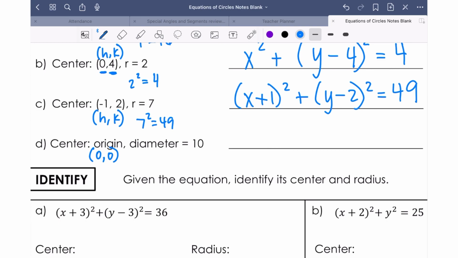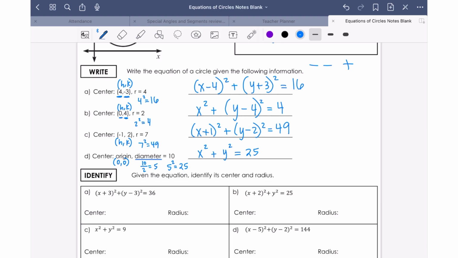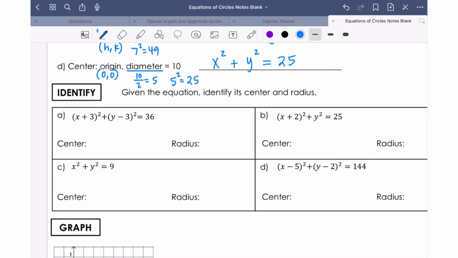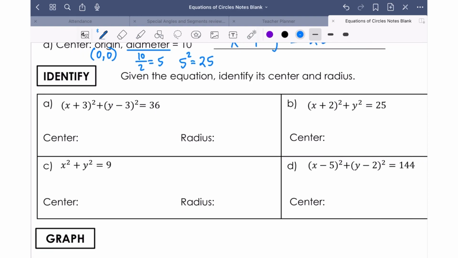And here's another vocabulary word, diameter. So we learned this word. The diameter is 10. So that means my radius is half of 10. So my radius is 5. So what is 5 squared? 25. Okay. And then now we can write the equation. So I leave it like this because it's at 0, 0. So there's no values to add or subtract in there. And then it's just equal to my radius squared, which is 25. Okay, good.